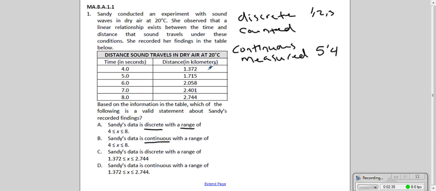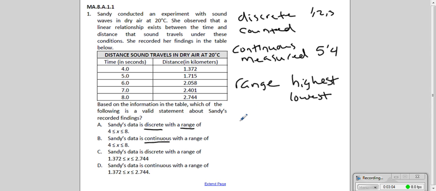So based on that, we're going to now go back and say, okay, now what is the range? Range is simply going to be the highest and the lowest for a data set. Now, which of these should be the range? Is it the time or the distance?